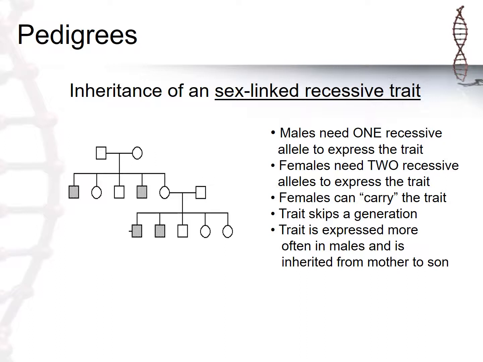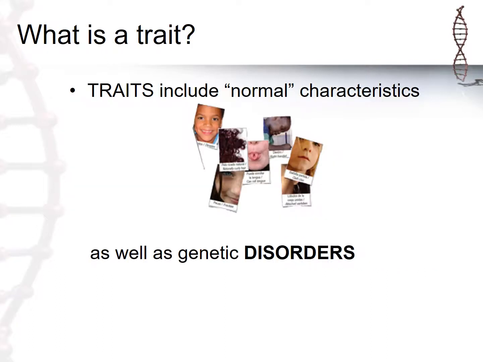For sex-linked recessive traits, it tends to skip generations, or it's just how the inheritance pattern occurs. It is not that they're willfully skipping the generation. It's just how it occurs. And the trait is expressed in males more often than it is in females, and it does come from mother to son.